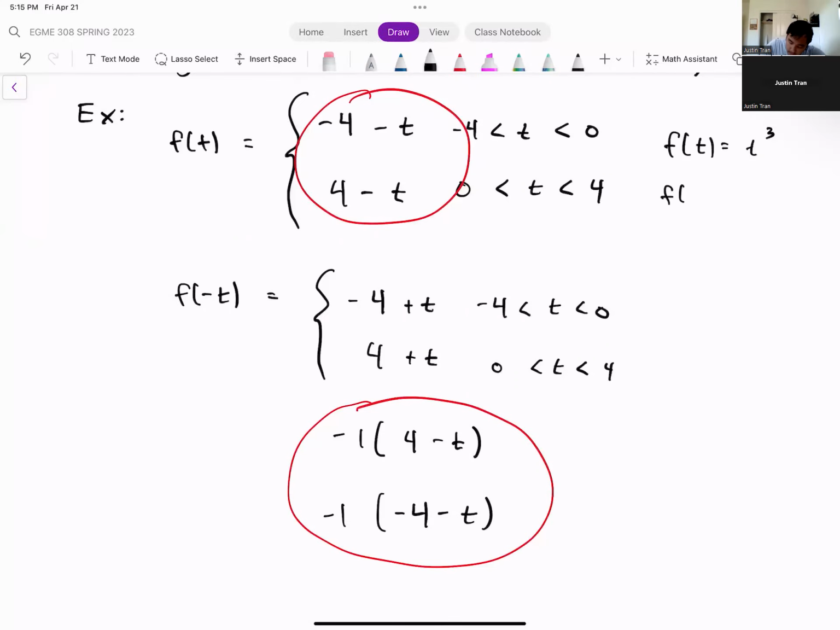An easier example of this is f of t is equal to t cubed. So we plug in f of minus t here. We have minus t cubed. We end up with minus t cubed.